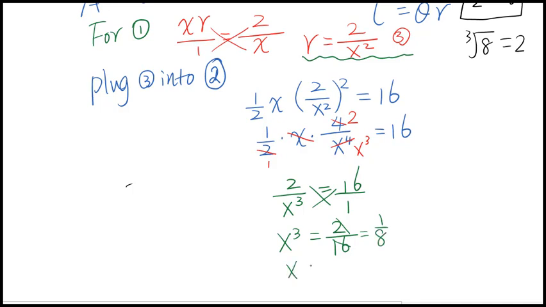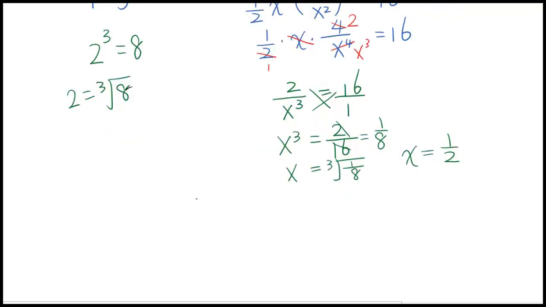Then we take the cubic root of both sides. You will get the cubic root of 1 over 8. We do know 2 to the 3rd power equals 8. Therefore, the cubic root of 8 equals 2. Therefore, x equals 1 over 2. Therefore, the arc length of AB equals 2 over x, that equals 2 over 1 over 2, equals 4 centimeters.